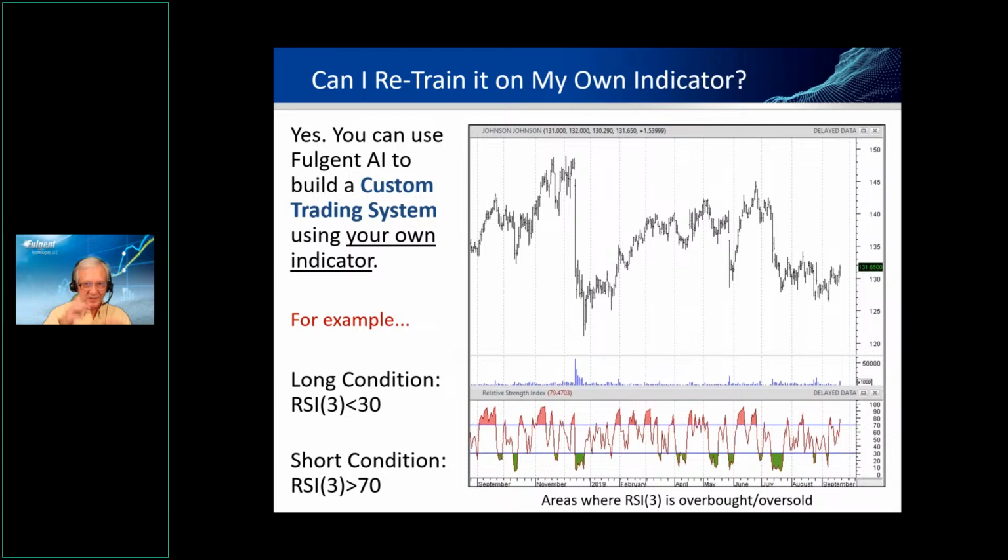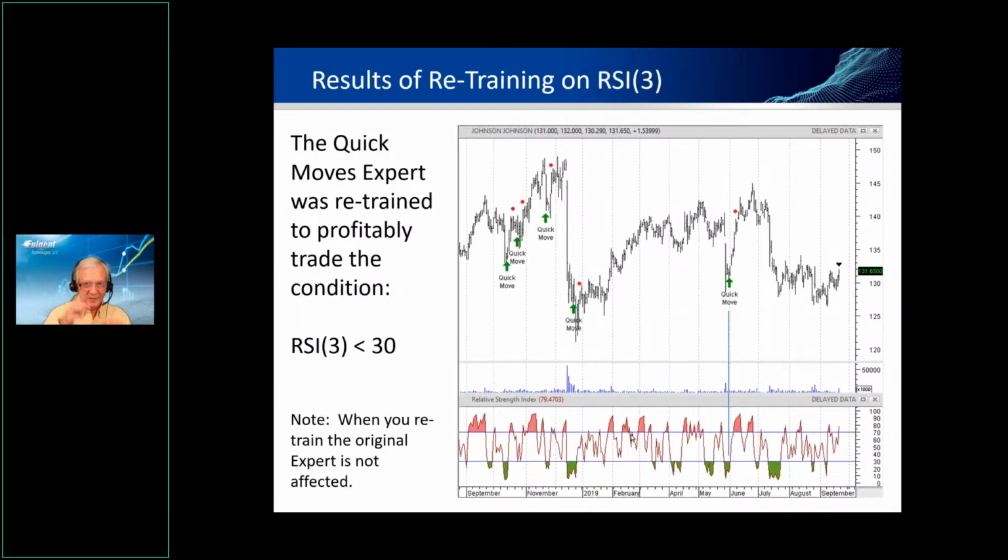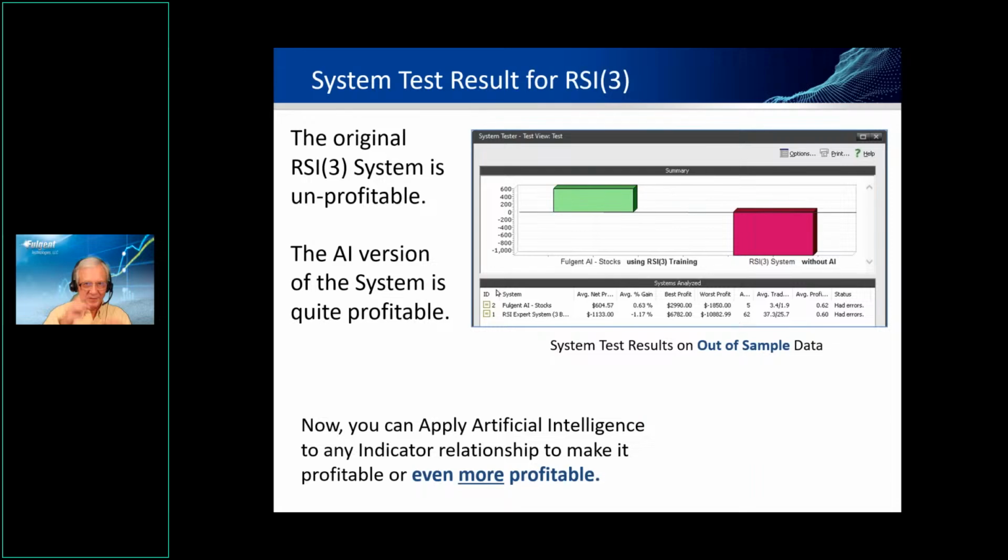So this is what we just looked at, and this shows every place where there's a signal. They're really good. Then I ran it through the system tester, just looking at the RSI system by itself with a 3-bar exit, and it just kind of sucks, but this is the AI version. So it clearly finds profitable rules from a very simple indicator because it's adding all these other sophisticated indicators to make rules. All right, so that's that.